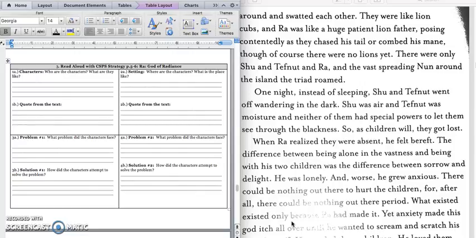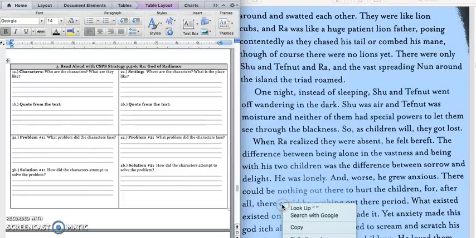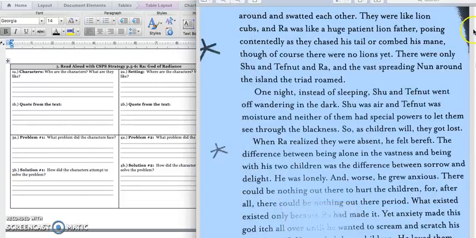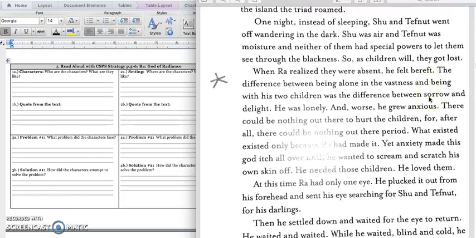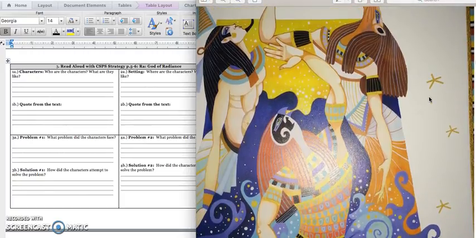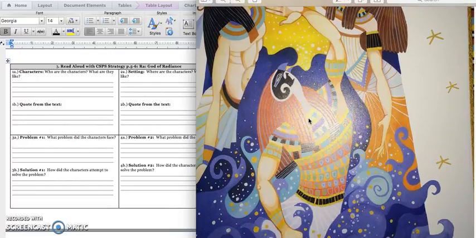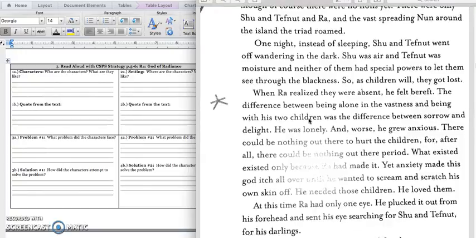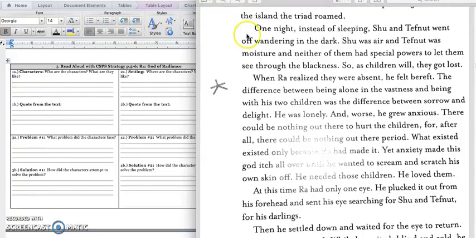All right, go ahead and turn the page, and we're going to be reading on pages 5 through 6 today. We have some new characters and a new setting, and we're going to be thinking about 2 problems and 2 solutions. So we're on the page right after the one where Ra, Shu, and Tefnut are all together in their triad. We're at one night, and we're going to be using our CSPS strategy.